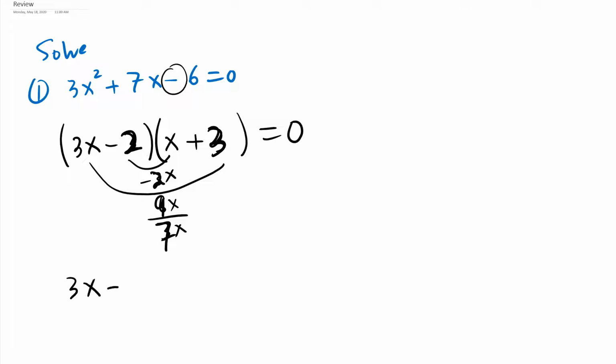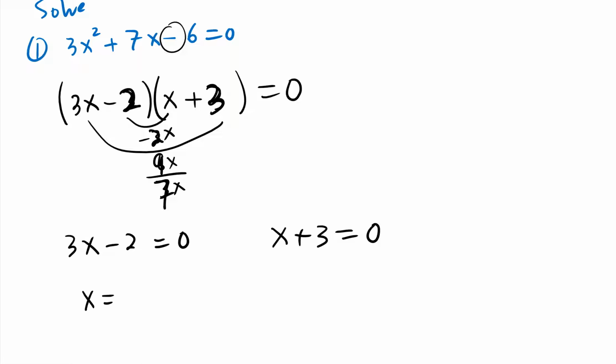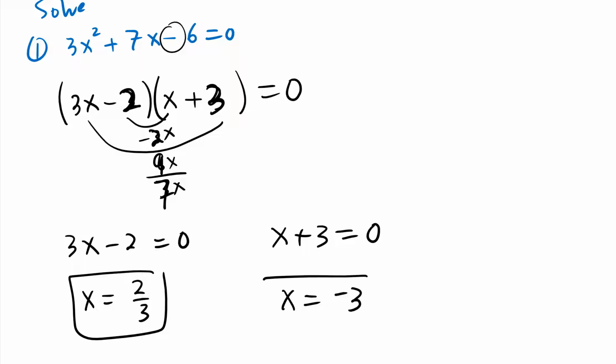So then for this to be equal to 0, the first factor has to equal 0, or the second factor equals 0. So that gives me x is 2/3, or x is negative 3.